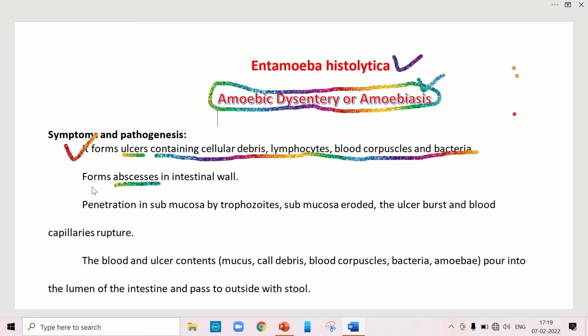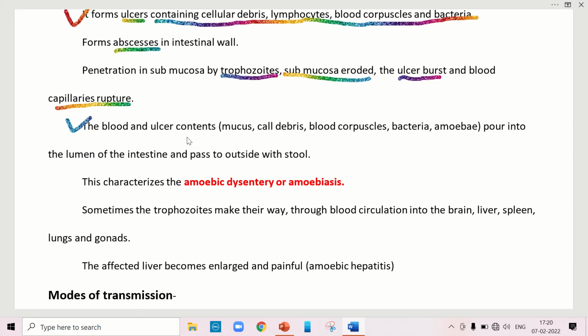erode the submucosa layer, and sometimes the ulcer bursts. When the ulcer bursts and blood capillaries rupture, the blood and ulcer contents, that is mucus, cell debris, blood corpuscles, bacteria, amoebae, pour into the lumen of the intestine and pass to outside with stool.